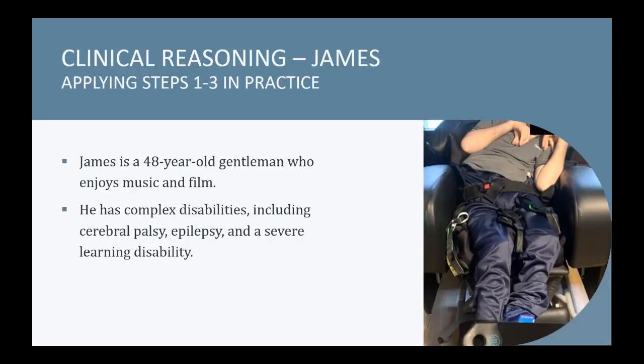So let's just quickly show how this clinical reasoning may look in practice with a case study. And again, what we're looking at here is applying steps 1 to 3 in practice. So we've got James, who is a 48-year-old gentleman who enjoys music and film. He has complex disabilities, including cerebral palsy, epilepsy, and severe learning disability, and requires full assistance in all areas of daily living.